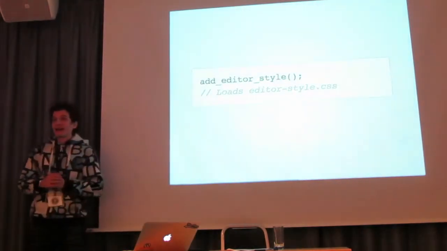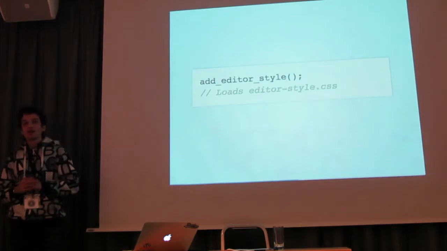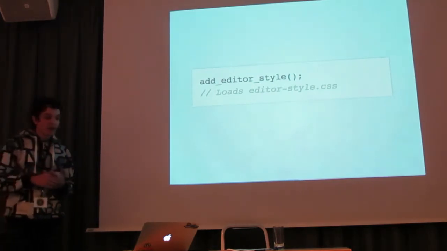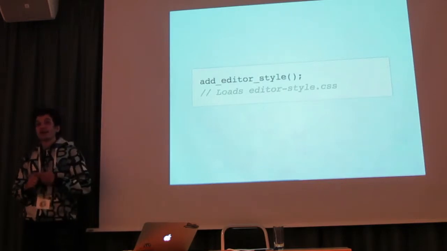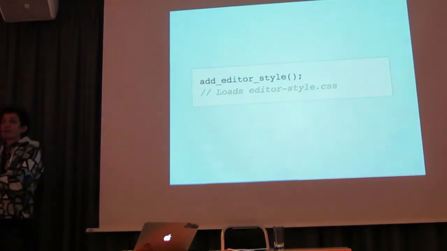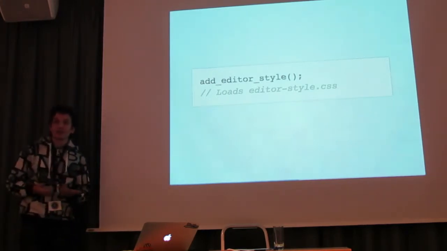It's very easy to add an editor style to your theme. All you need is to call the add editor style function during your theme setup and create an editor style CSS file in your theme. You don't even have to write the whole CSS from scratch. In fact, 99% of it is going to simply be copy-pasted from your original style sheet.